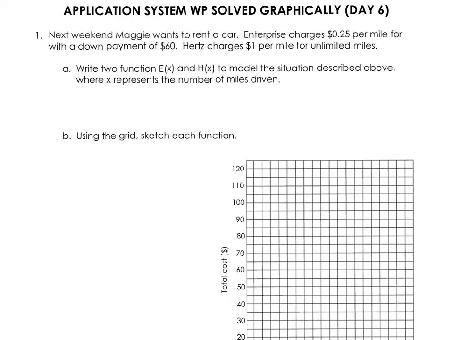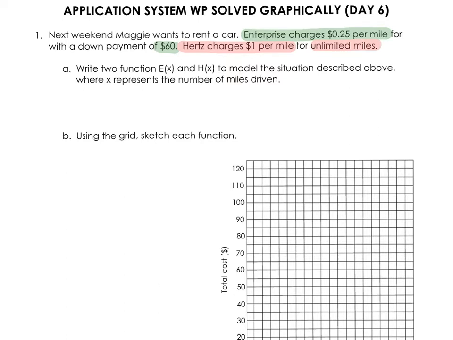So the first question here says, next weekend, Maggie wants to rent a car. Enterprise charges 25 cents per mile with a down payment of $60. And then we have a different situation. Hertz is a different company. They charge $1 per mile, and they have unlimited miles. No fee, nothing like that. No down payment that I can see, nothing equivalent to that.